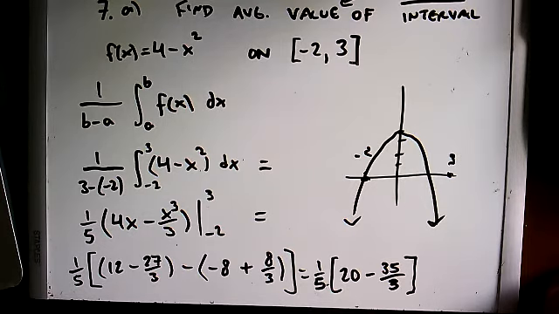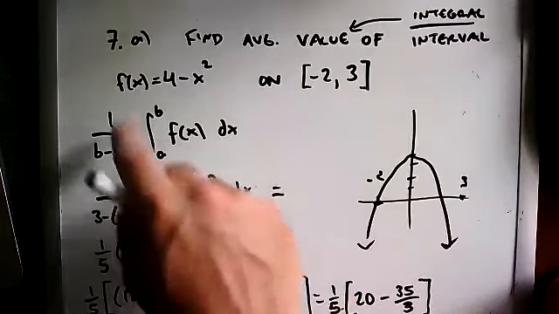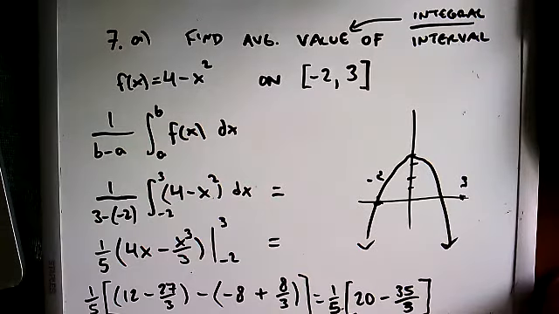Okay, so to wrap this problem up, average value is really just a formula. Integral over interval, or equivalently 1 over b minus a times the definite integral from a to b of our function.